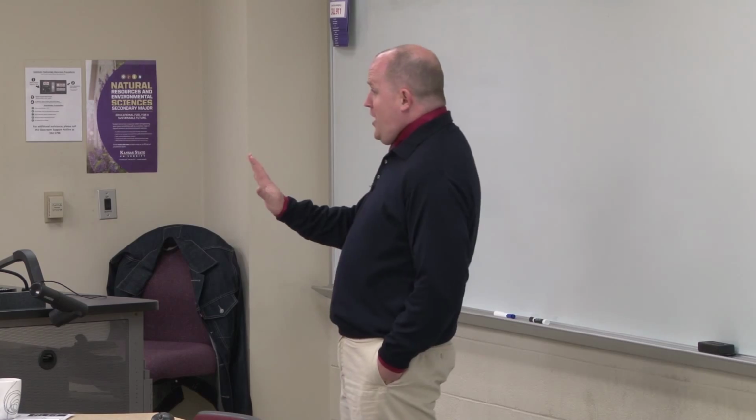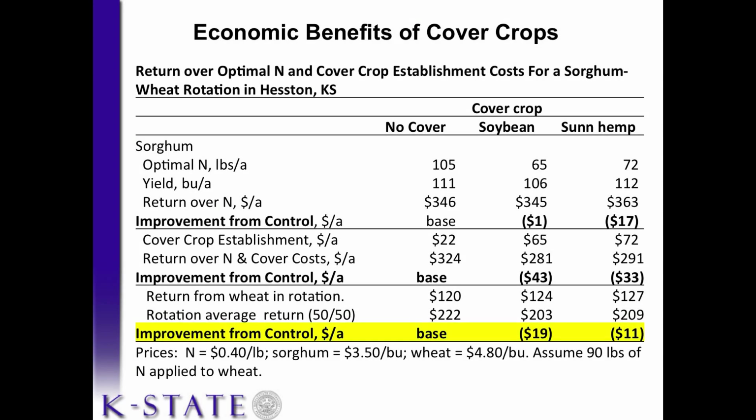So what about the benefits of cover crops? And this is really where it gets mixed. So this is data from an actual cover crop experiment in Heston, Kansas, out by Wichita. And they actually rotated a cover crop prior to sorghum in a sorghum-wheat rotation. And you don't have to look at all the numbers. Just look at the bottom one.